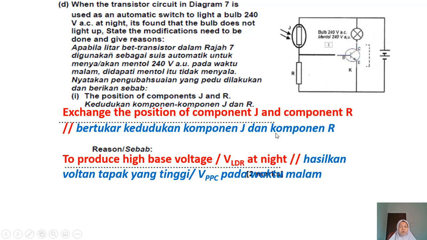Reason: to produce a high base voltage at night. Again, when the LDR is here, at night, when dark, the resistance will be high, so the base voltage will be high, and it will light up the bulb. Okay.